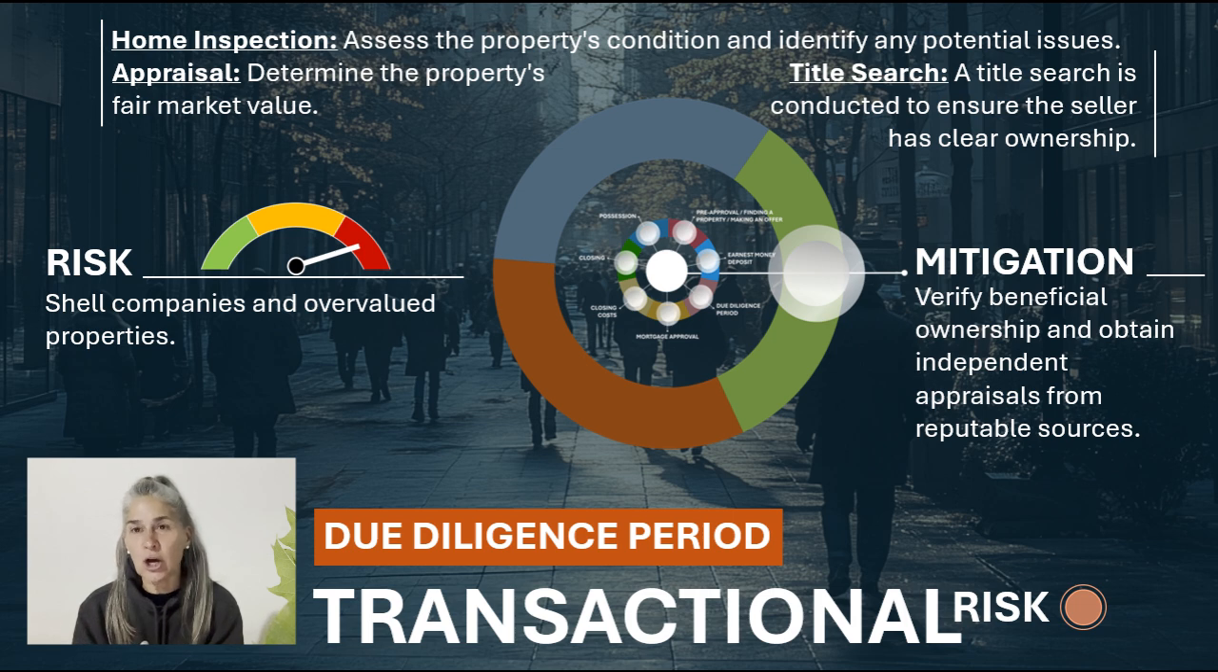The due diligence period also represents a high risk. At this stage, we see the home inspection, where there is an assessment of the property's condition and identification of any potential issues. We also see the appraisal, determining the property's fair market value, and the title search phase, where a title search is conducted to ensure the seller has clear ownership. The potential high risk at this stage is due to the potential use of shell companies and overvalued properties. How to mitigate this risk? Verify beneficial ownership and obtain independent appraisals from reputable sources.